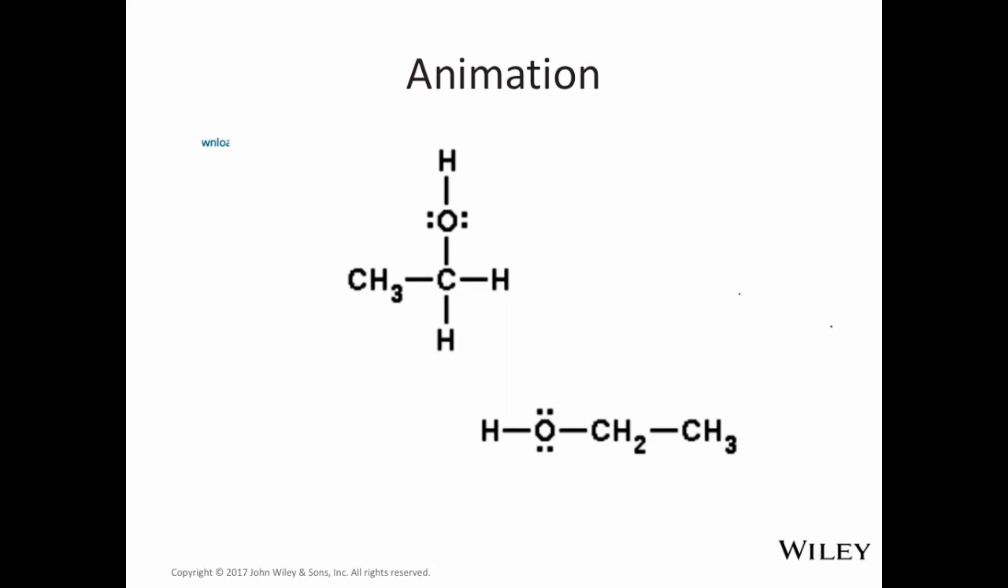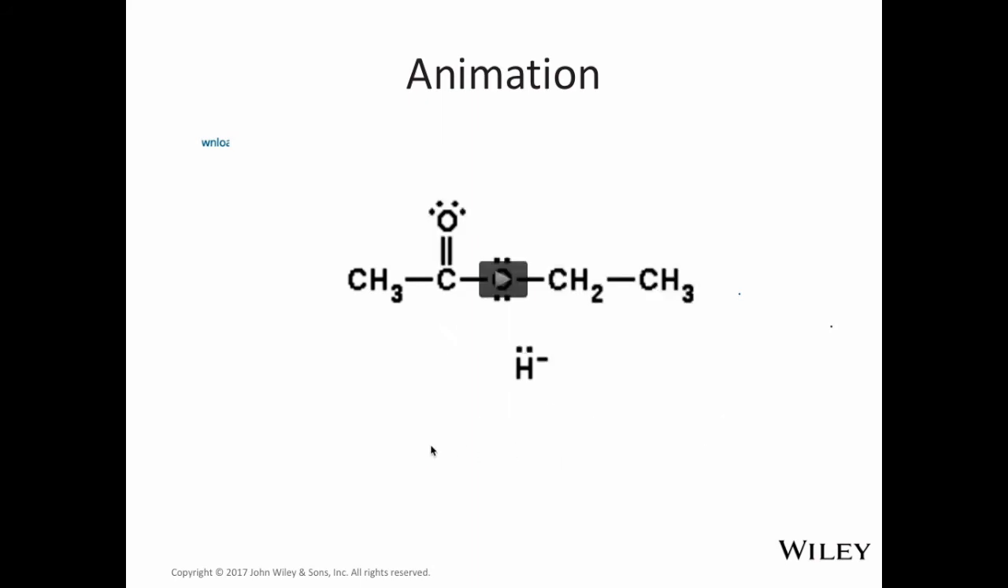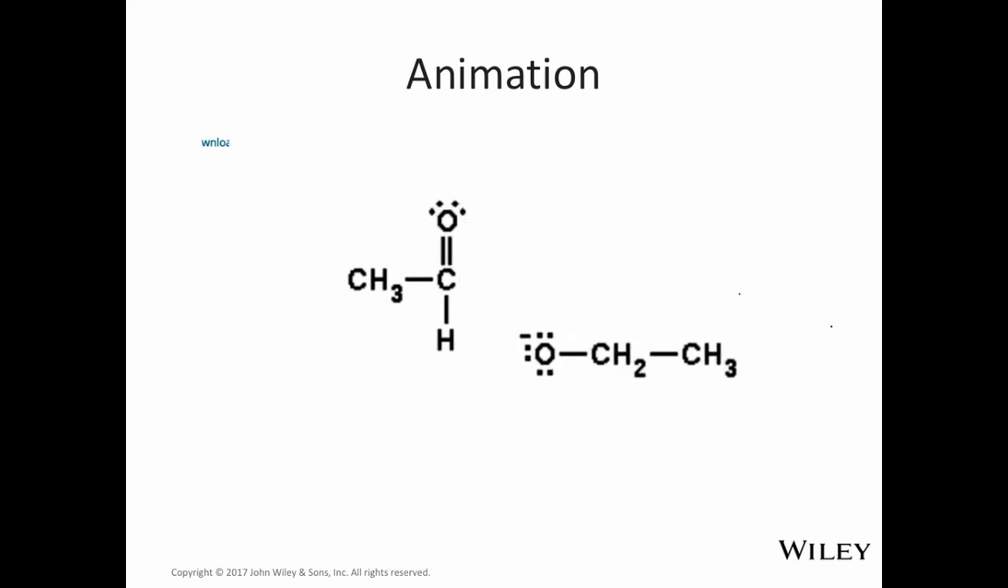So this is an animation of the hydride addition to an ester. Here the hydride adds to the carbonyl carbon, breaking the pi bond. The electrons go up onto oxygen. Now the carbonyl reforms and you kick off the O-ethyl. The ethoxide is the leaving group.